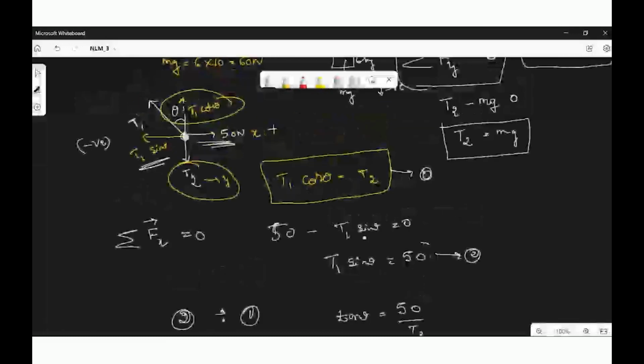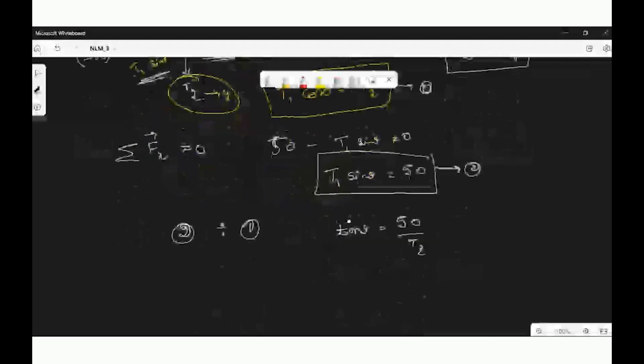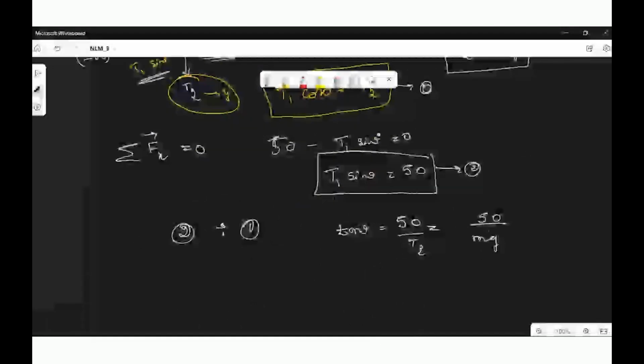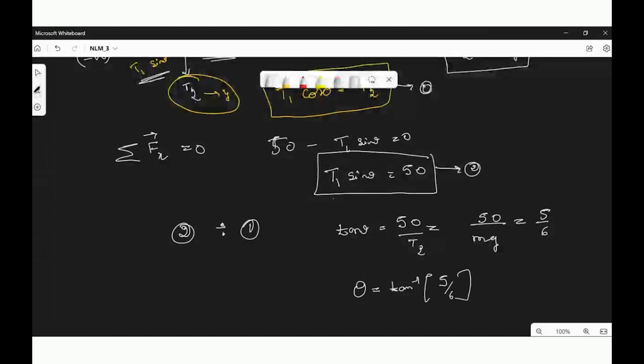So 50 divided by T2, so 50 by mg. What is the value of m into g? 60. I can directly write 5 by 6. So tan theta is 5 by 6. So theta will be tan inverse of 5 by 6. We don't have to write the degree.